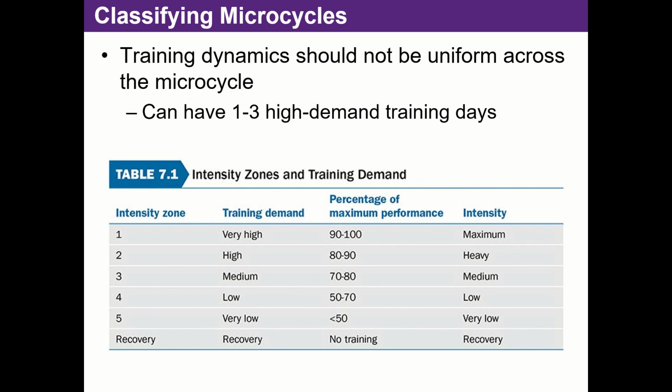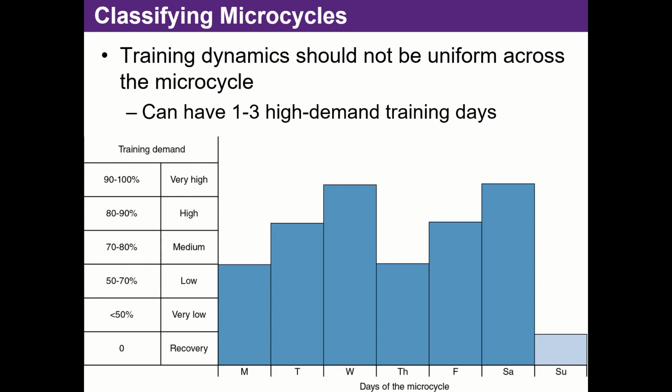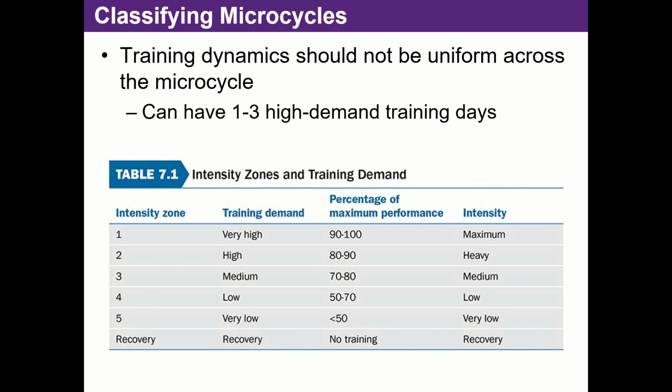Again, we want to vary the intensity across the week, and you can have 1 to 3 high demand training days, which I think I even used their wording there, but on the graphic that goes with it, they actually have 2 very high demand days and then 2 high demand days. But let's say, plan on 3 days of 80% or more of their peak training load, 3 days a week. Because otherwise, again, you're going to hit overreaching and eventually overtraining.